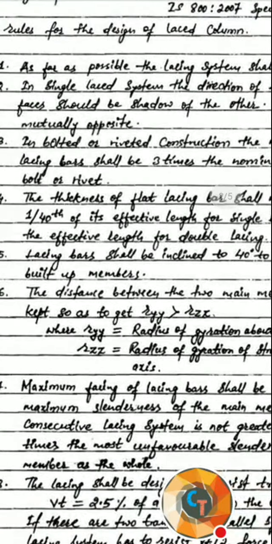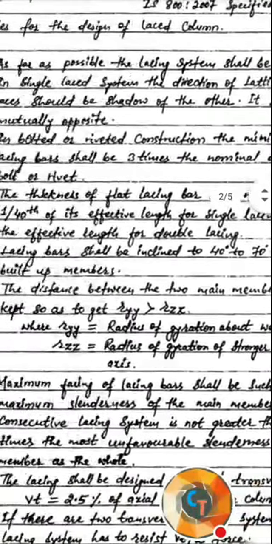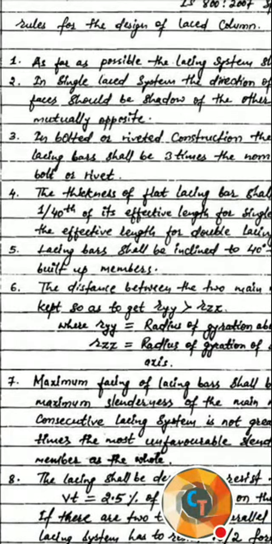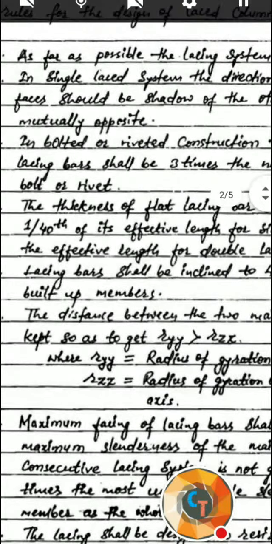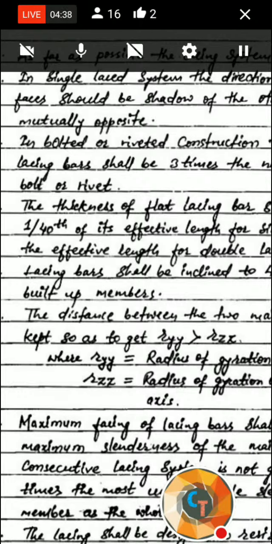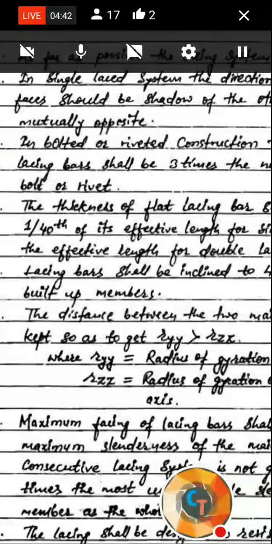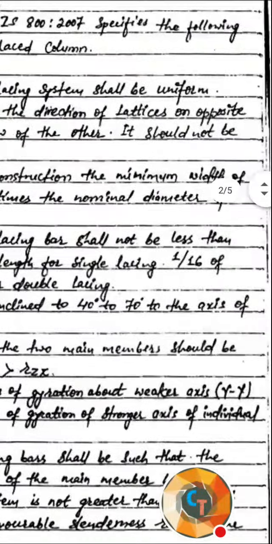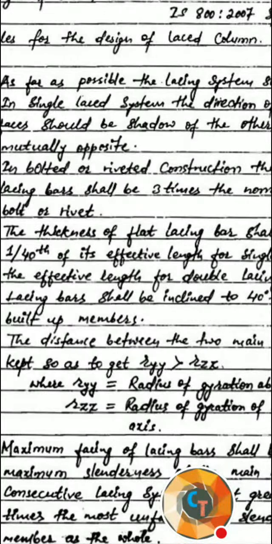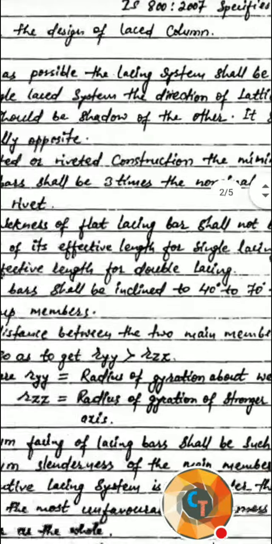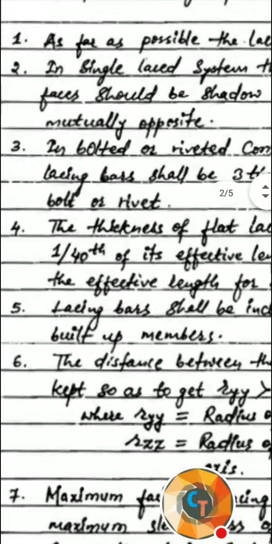lacing bar shall be 3 times the nominal diameter of bolt or rivet. Especially in riveted and bolted connections. Riveted we will not use because it is not used for academics, and I will only be using bolted connections. Suppose we are using a 20 mm bolt. The width of the lacing bar should be minimum 3 times the nominal diameter of the bolt. The third point is there, right?